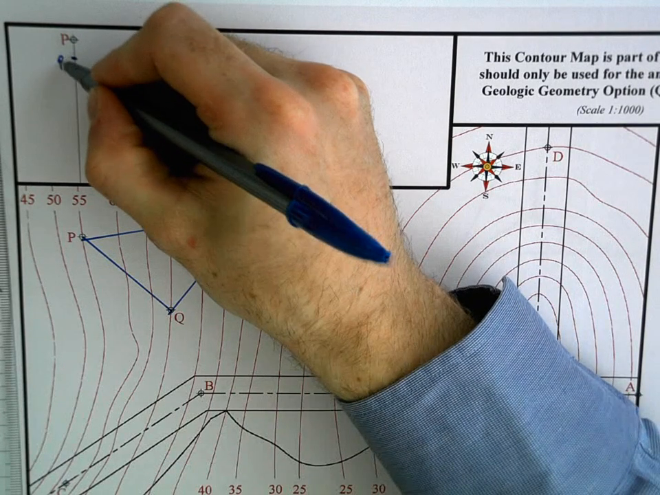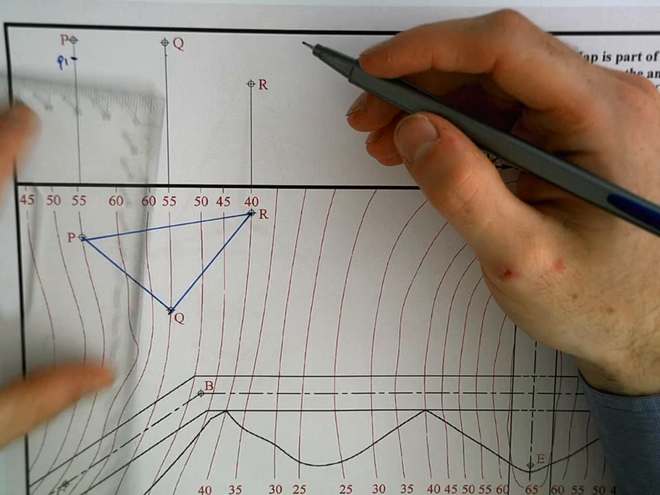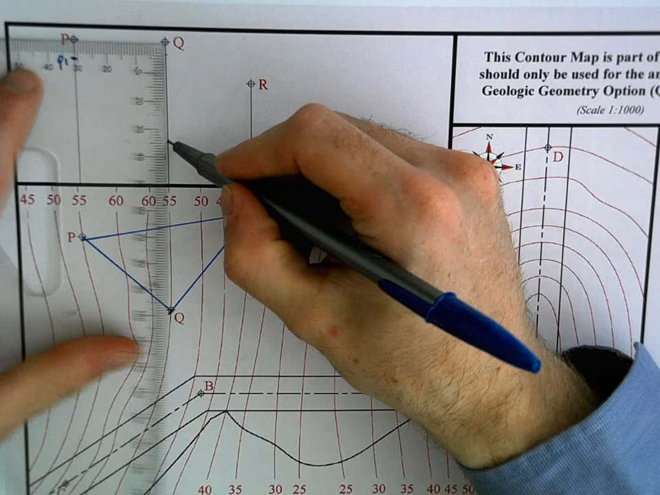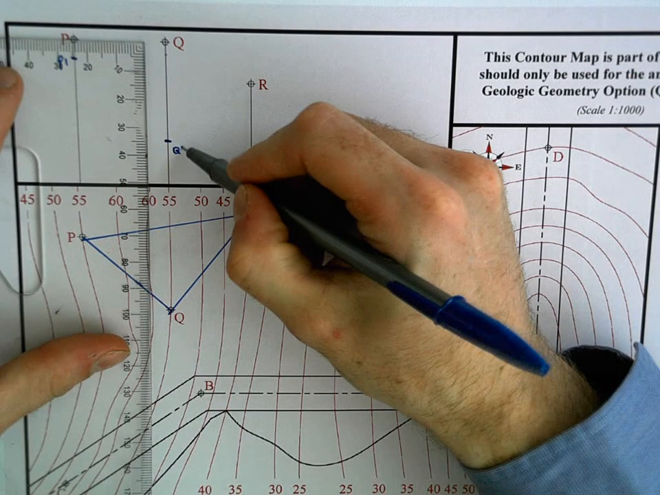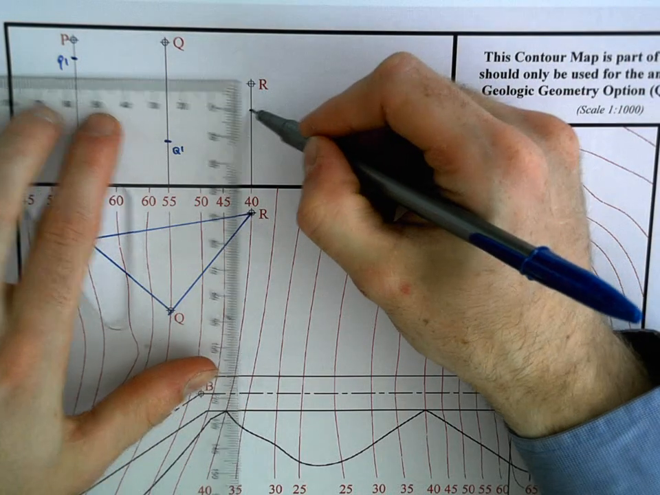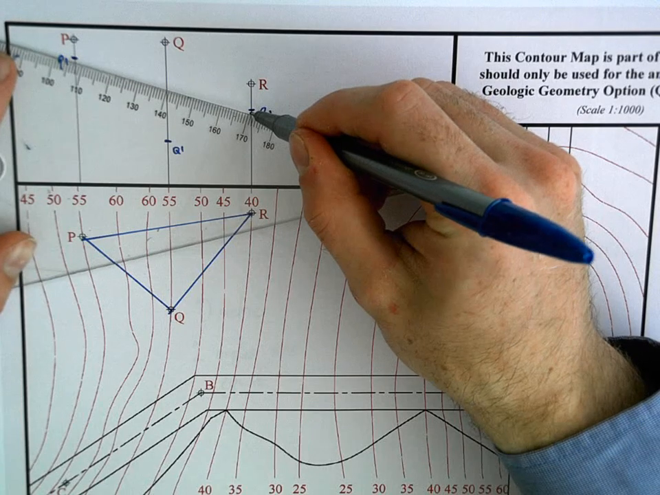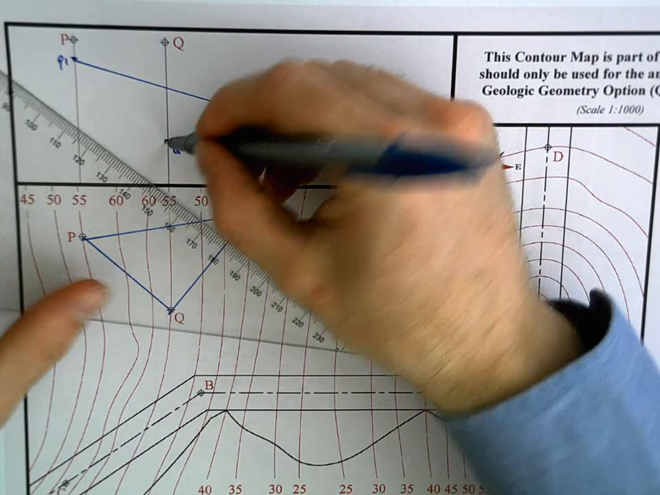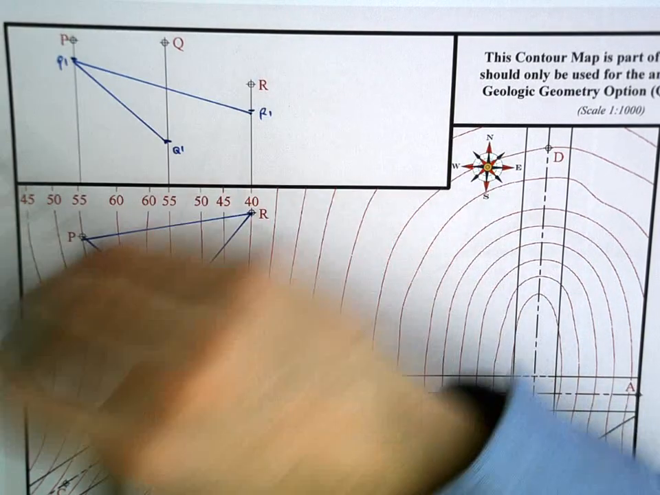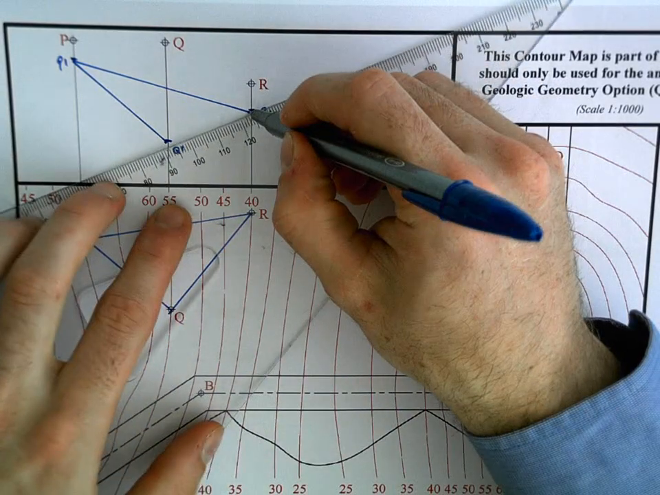So we call that P1. From Q, we're told to travel down 35. Repeat that, so Q, Q1. And then from point R, it's down 10. We call that R1. And then we complete the elevation by joining those three up together. So this stratum will be underground, and with that the plan view and the elevation are complete at this stage.